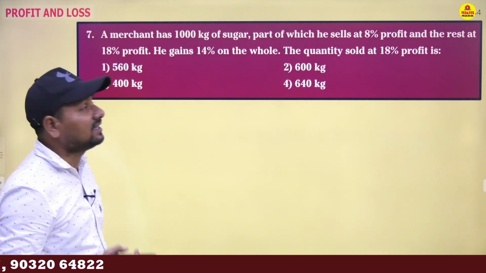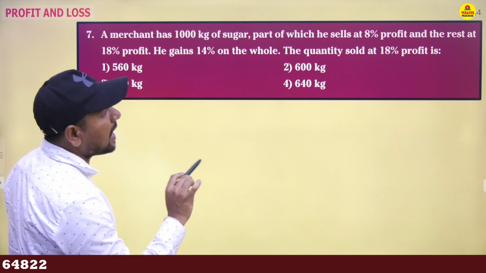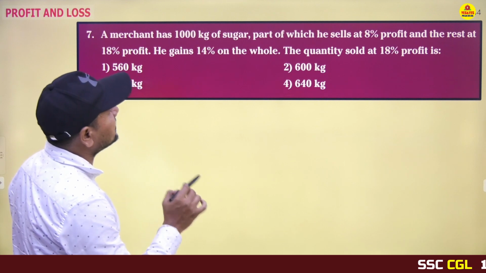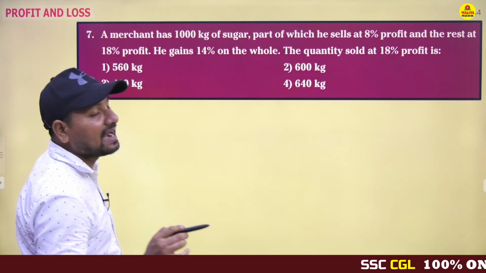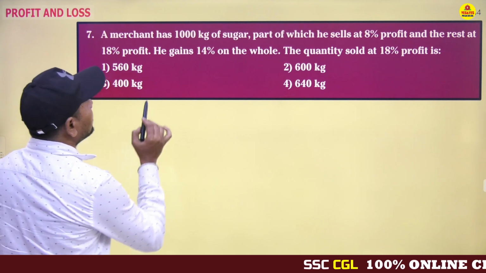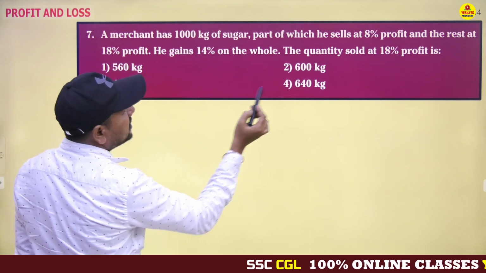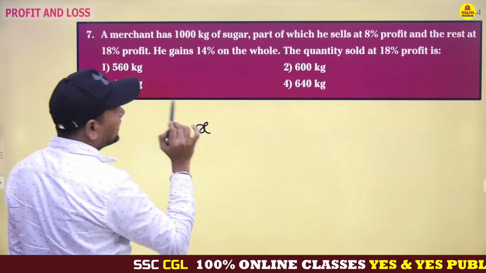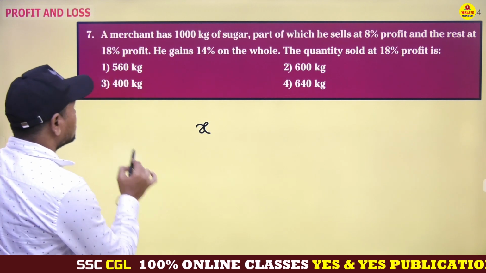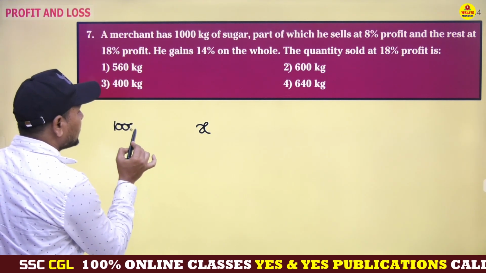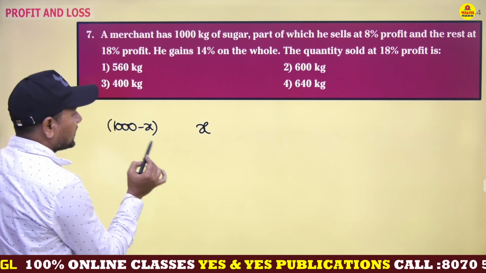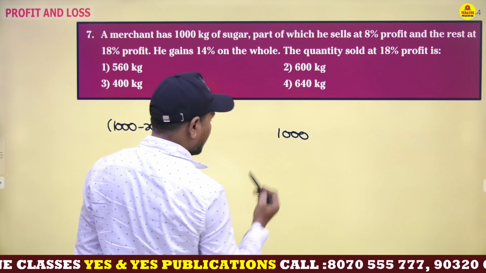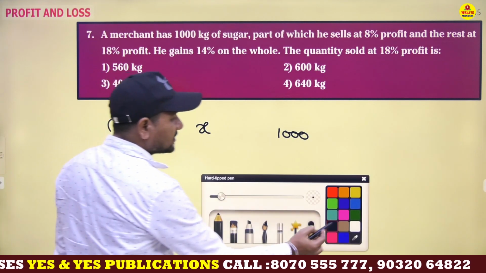A merchant has 1000 kg of sugar, part of which he sells at 8% profit and the rest at 18% profit. He gains 14% on the whole. Find the quantity sold at 18% profit. Here he has 1000 kgs. First you need to calculate the part sold at 18% profit. Say he takes X part. So the remaining part is 1000 minus X, and 1000 minus X and X total become 1000 kgs.